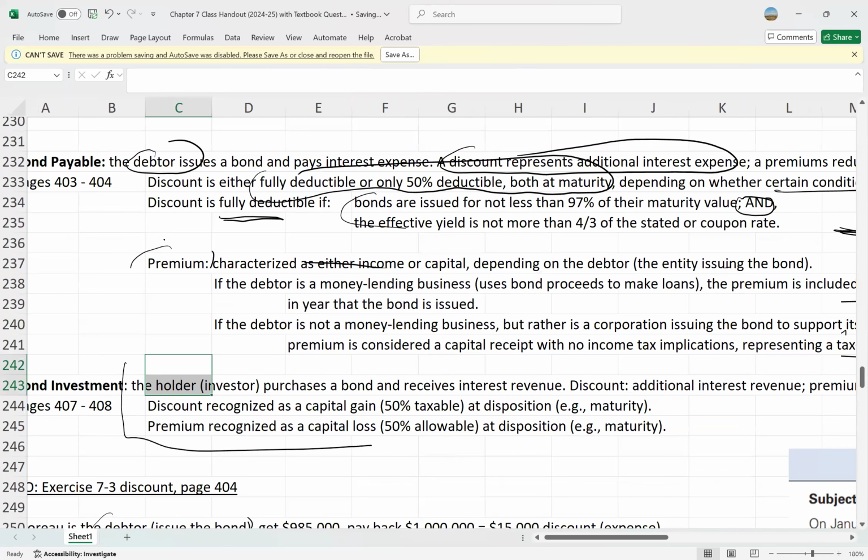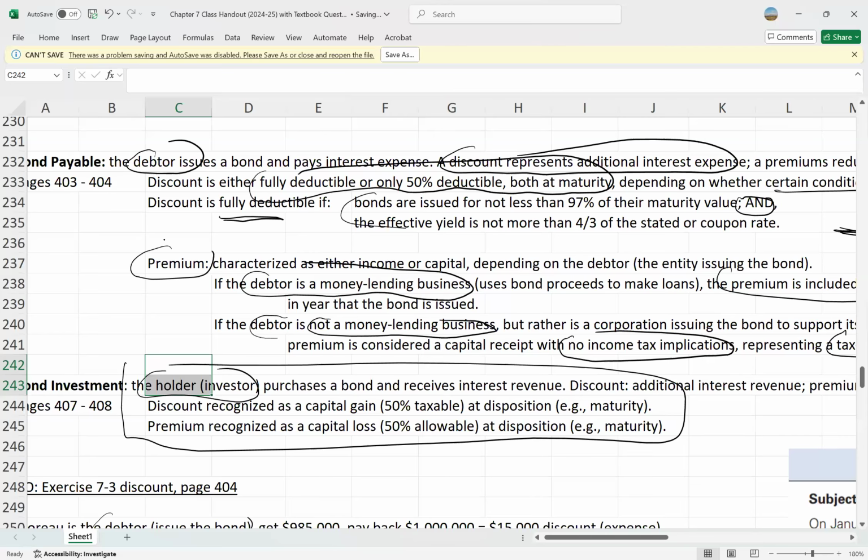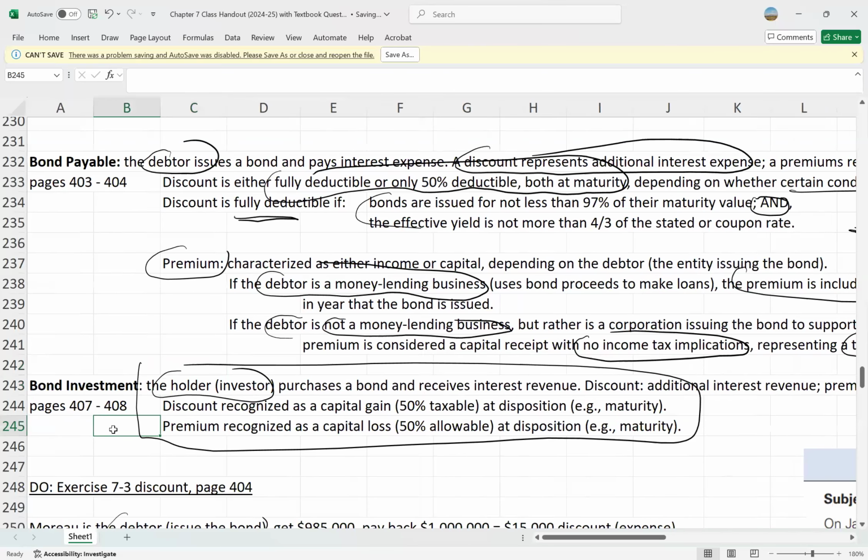When we have the holder of the bond, they have a bond investment. They're buying this bond, and then at maturity, they get paid back. With a discount, that extra will be treated as a capital gain, 50% taxable, recognized at maturity. With a premium, they lose money, treated as a capital loss, 50% allowable, recognized at maturity.